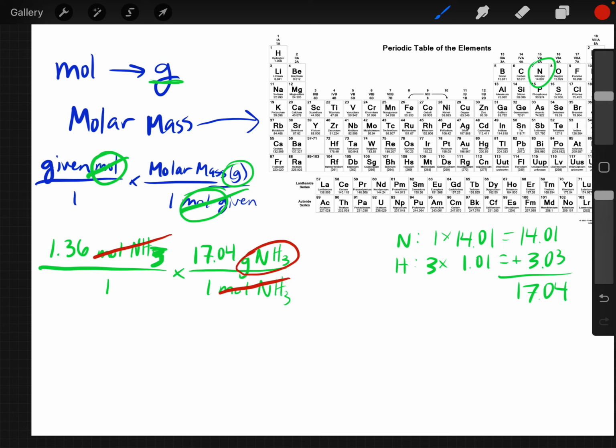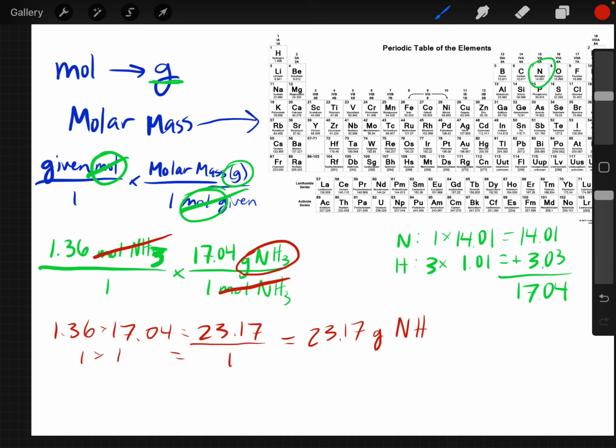I'm going to say 1.36 times 17.04, and I get 23.17. And then 1 times 1, we all know, is 1. I divide that 23.17 by 1, and I get 23.17 grams of ammonia.